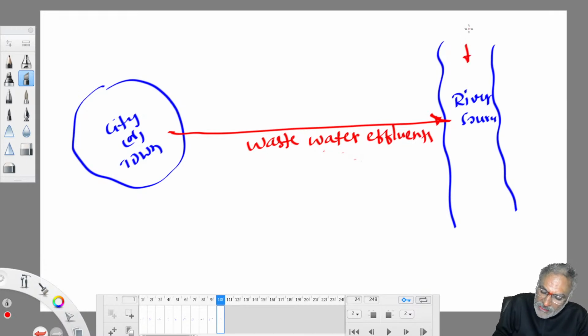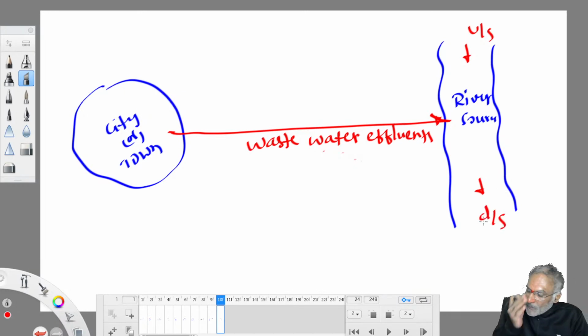The river is flowing like this. This is the upstream side of the river. With respect to this point, this is the downstream side of the river. So where do you need to locate your intake tower? Upstream side of disposal of wastewater or downstream side of disposal of wastewater? If you locate the intake tower on the upstream side of disposal of wastewater, you collect reasonable quality water.